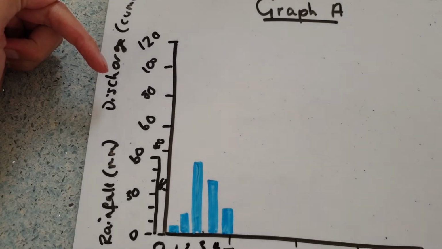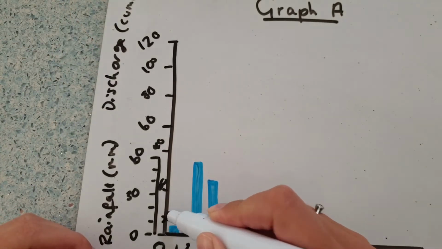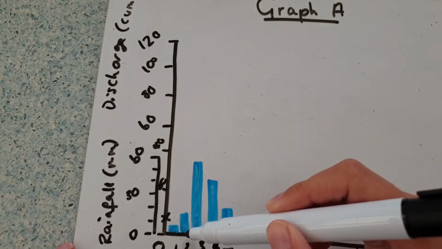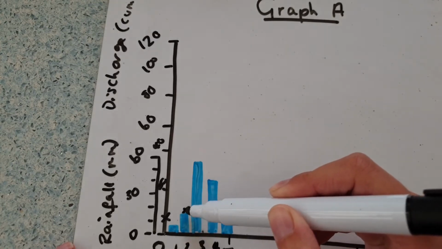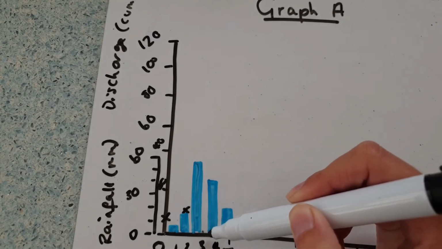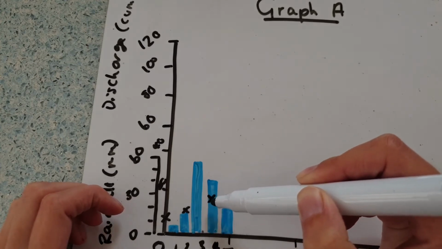So the first one you have to plot, if you look at time, it says 0 hours. Our discharge is 5 cumecs. So your first point is going to be down here somewhere, put a little cross. At 2 hours, we know where 2 hours is. It is 8 cumecs, so only a tiny bit higher. At 4 hours, it's 15 cumecs, going to be up here somewhere.